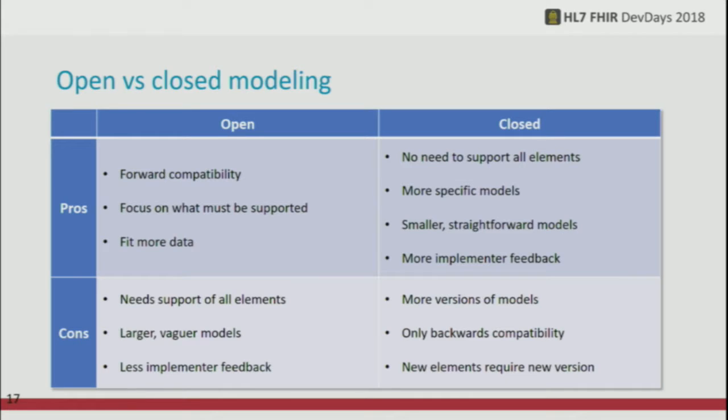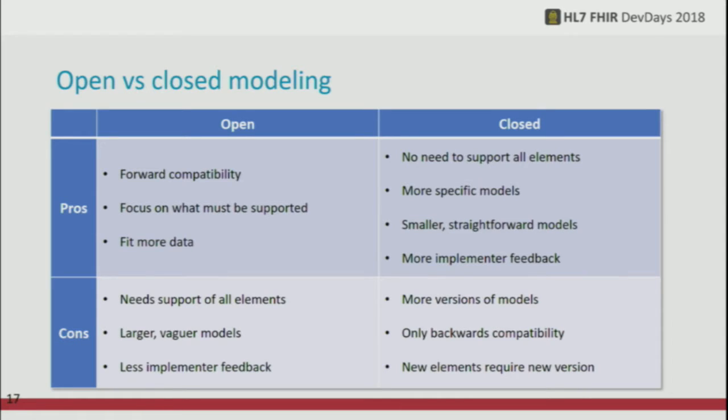And the way for open modeling is actually really good is that you only specify things that are used at the national level and focus on everything that must be supported. For example, you can fit more data in. People can actually derive from your profile, so they're way more reusable.